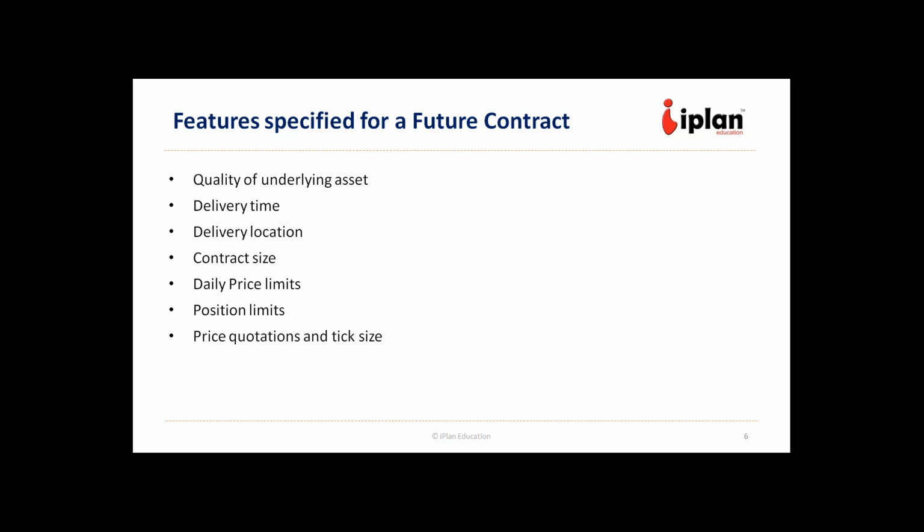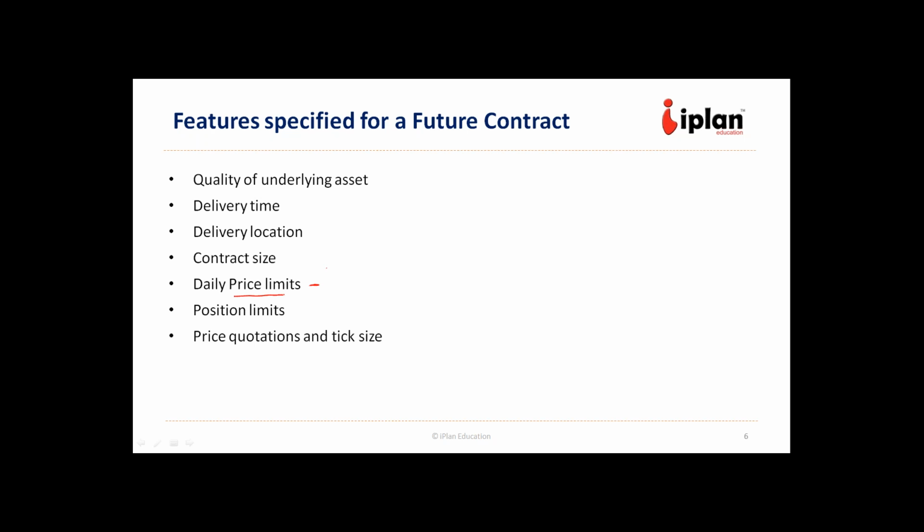Now there are some terminologies related to futures contracts, like the quality of the underlying asset. The quality of the underlying asset in shares is all the same, but in commodities different kinds of quality may have different futures contracts, commodity futures. Delivery time is written there, and delivery location is given if it is a commodity contract. Contract size we understood: the lot size, the minimum number of shares we can buy in one futures contract. And daily price limit is what we also call price freeze, trading freeze, or trading limit.